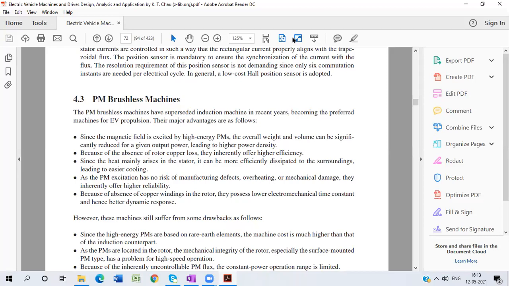Here some comparison is given. What are the basic advantages of this PM brushless machine? You have to go through this, because an MCQ may be asked from it. It may be asked why the efficiency of the PM brushless machine is higher. You have to know that because of the absence of rotor copper loss, its efficiency is high.